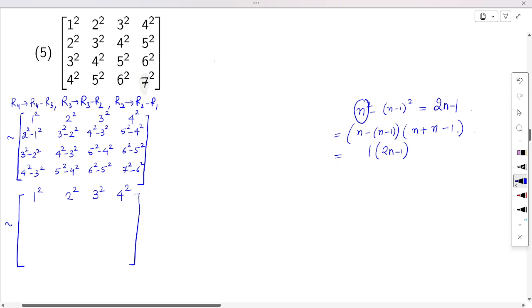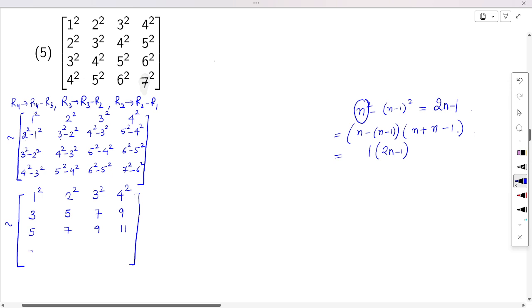2 into 2 minus 1. So 2 2s are 4 minus 1, 3. 3 2s are 6 minus 1, 5. 4 2s are 8 minus 1, 7. And 5 2s are 10 minus 1, 9. Then again 3 2s are 6 minus 1, 5. 4 2s are 8 minus 1, 7. 5 2s are 10 minus 1, 9. And 6 2s are 12 minus 1, 11.